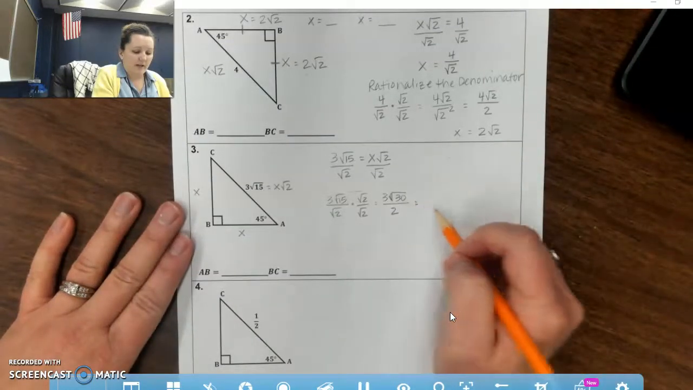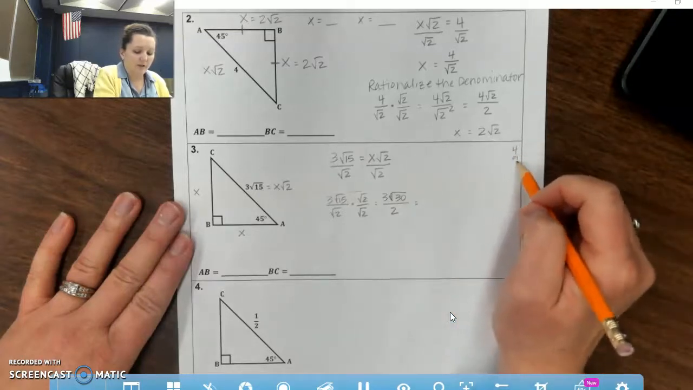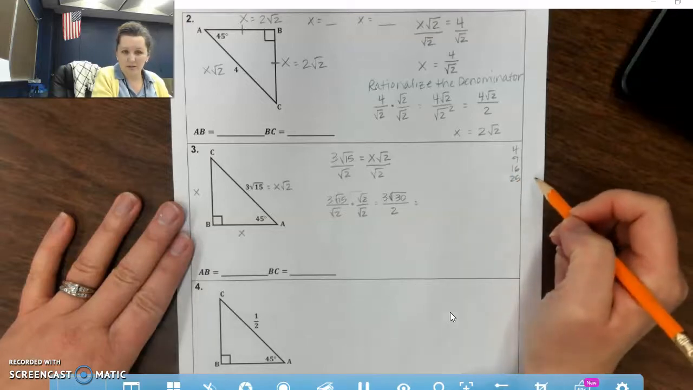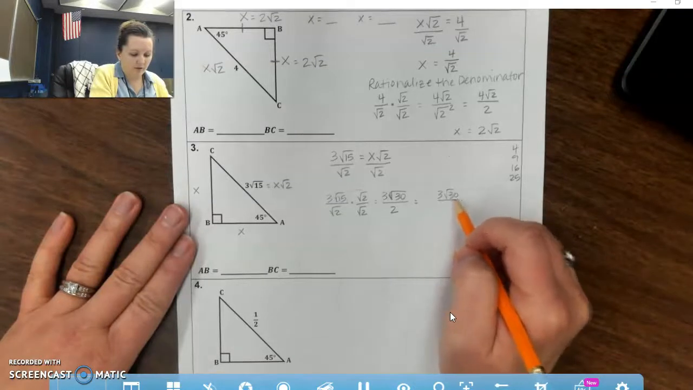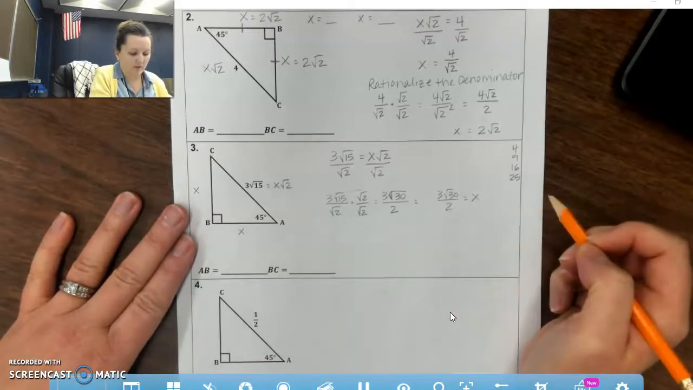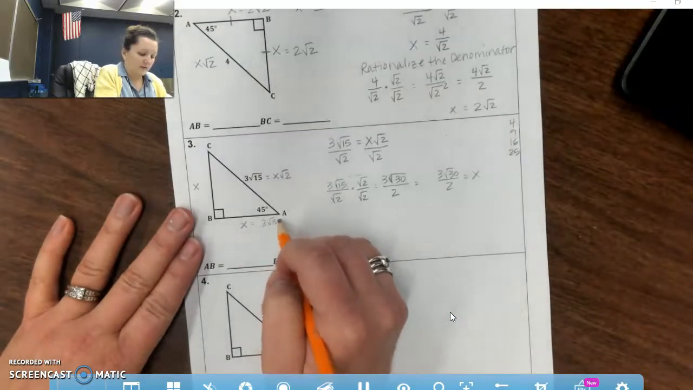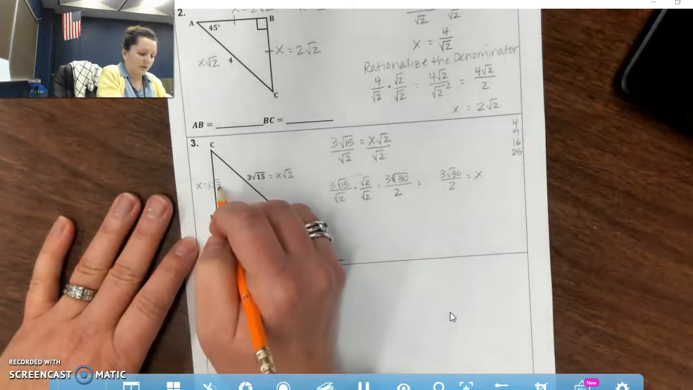Alright, so my answer here, because no perfect squares, remember we talked about that? No perfect squares go into 30. I'm just going to leave it as square root of 30. So my answer is 3 root 30 over 2. That's your x value. Ugh, that is so ugly. And they're equal to each other. Don't forget that.